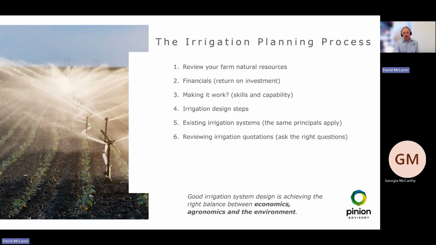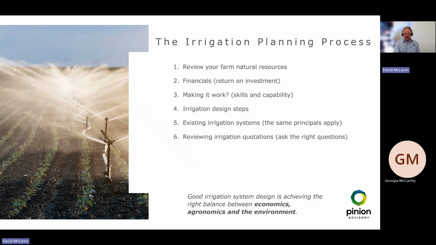We're going to have a look at the review of your farm natural resources. We're going to look at the financials, return on investment. We're going to look at making it work, like the skills and capability required. We're going to talk through the irrigation design steps. We're also going to look at the existing irrigation systems where principles for new systems can still apply to existing irrigation systems. And then the final component of the planning process, we're going to look at reviewing irrigation quotations.